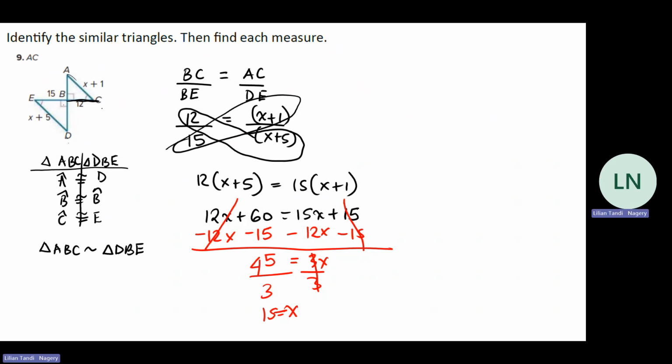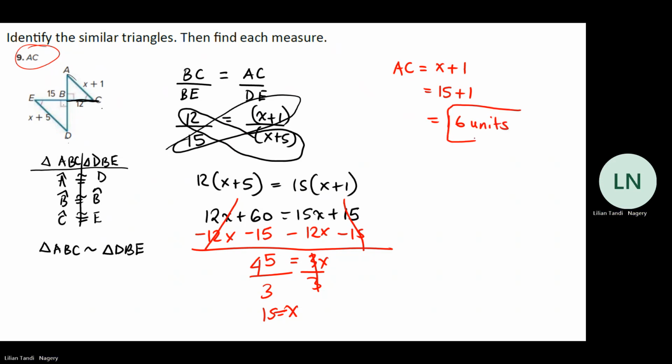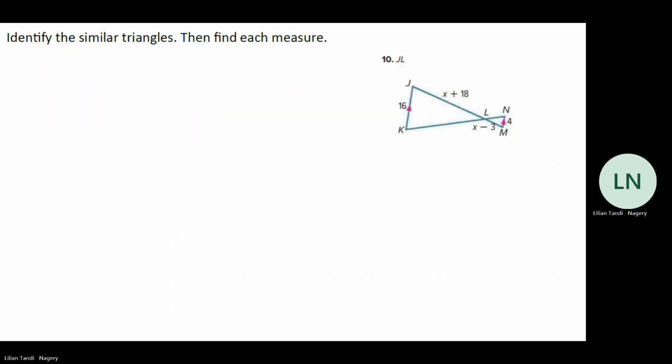Okay, after you find x is 15, then find each measure. So the question wants AC. So AC equals x plus 1, 15 plus 1, 16, and it is a length, so 16 units. Okay.